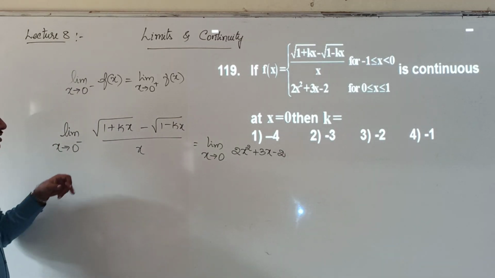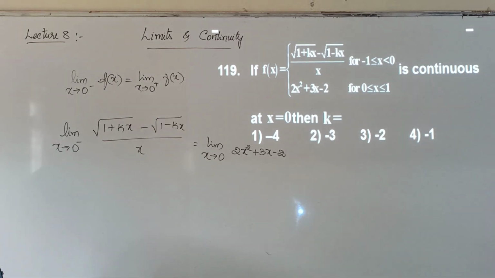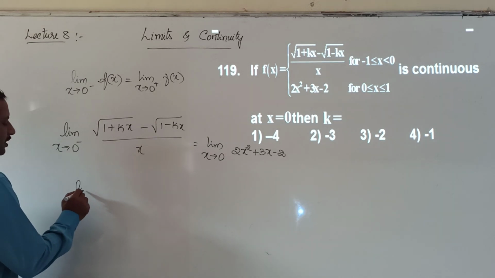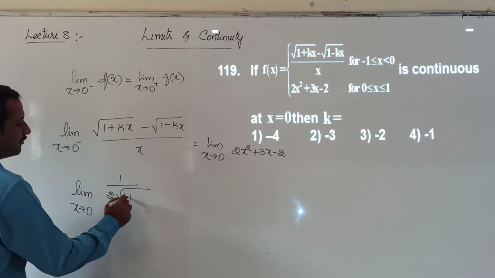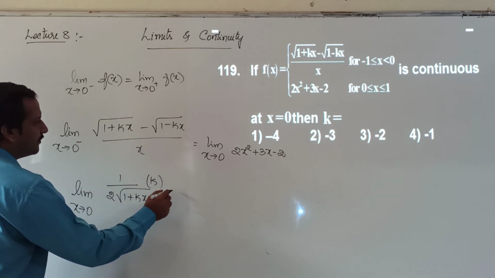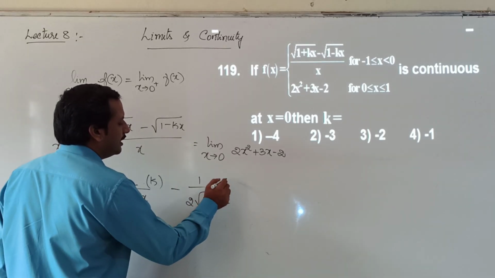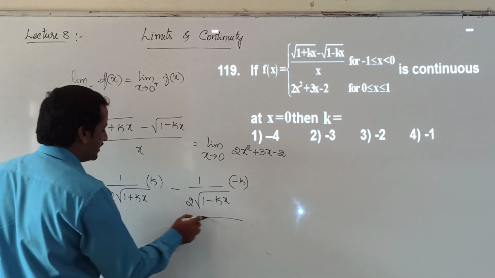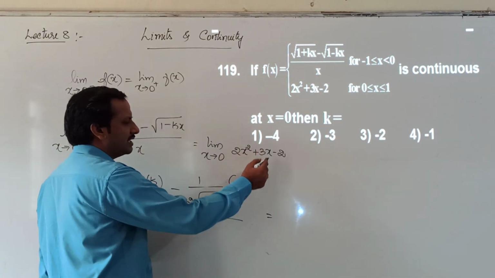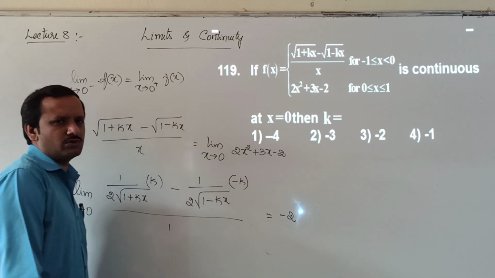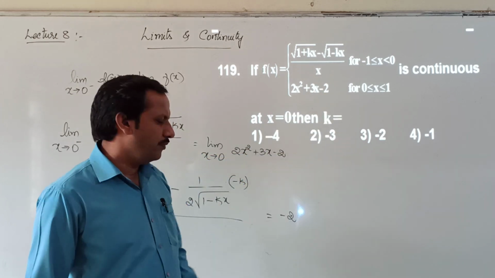Apply the limit as x tends to 0. When I apply the limit as x tends to 0, this would be 0 by 0. So if it is 0 by 0, I can go for L'Hospital's rule. Limit x tends to 0, if I differentiate this, I am getting 1 by 2 root of 1 plus kx into k, minus 1 by 2 root of 1 minus kx into the derivative of 1 minus kx, which is minus k, divided by 1. On the right hand limit, when I put x as 0, I am getting minus 2. The right hand limit is minus 2, and f of 0 is also minus 2, because at 0 the function is defined like this: put x equal to 0, we get minus 2.